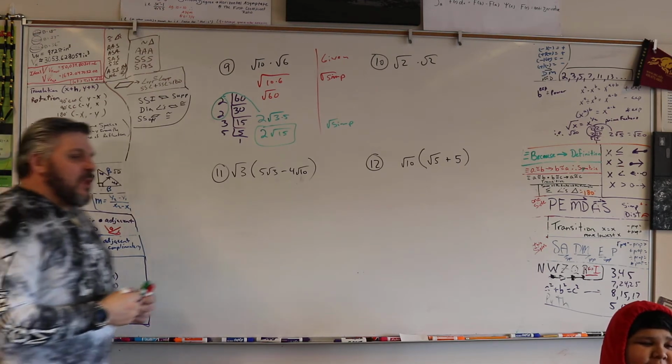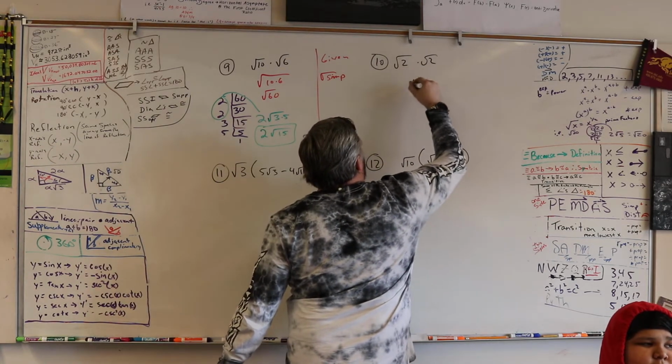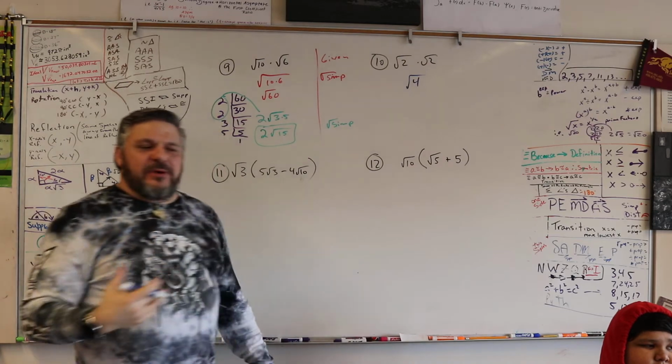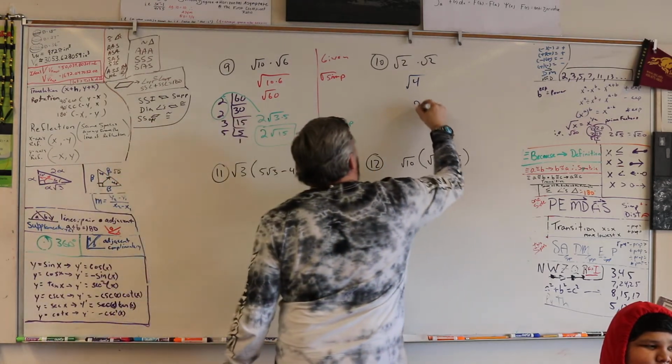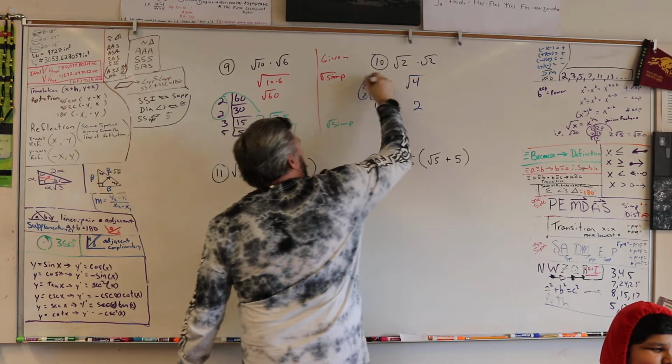Now think, what is 2 times 2? 4. Right? What is the square root of 4? 2. And why? Because 2 goes into 4 twice. 2 goes into 2 once. There's a pair. Boom. There it is.